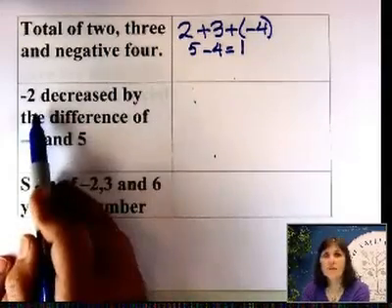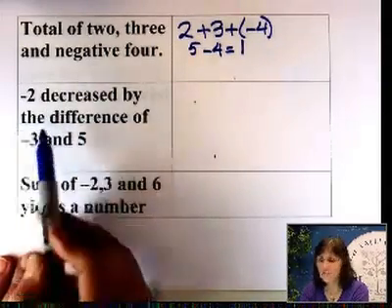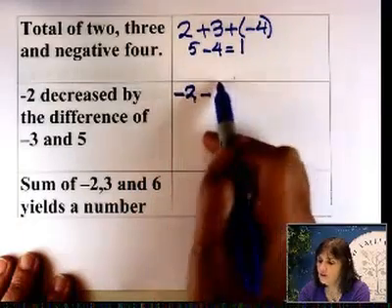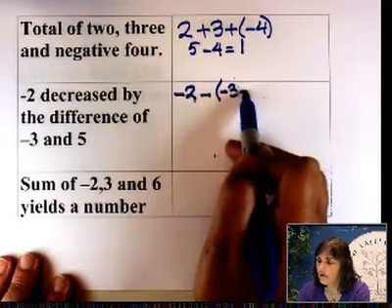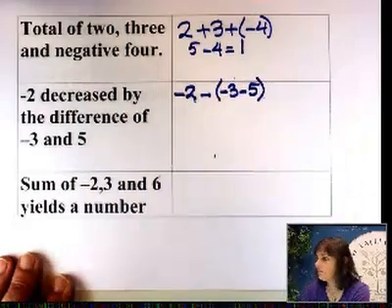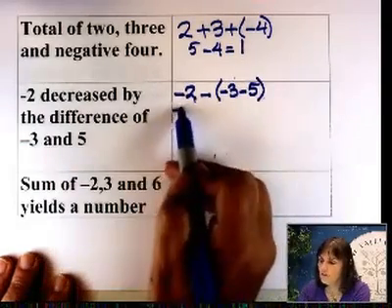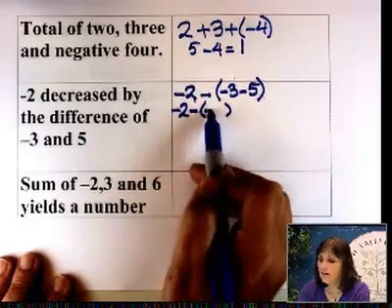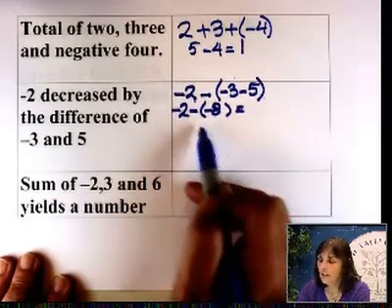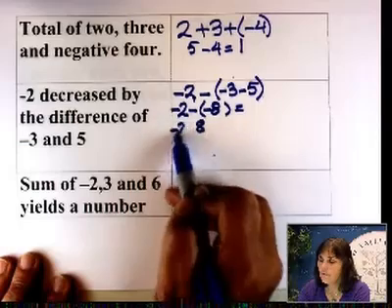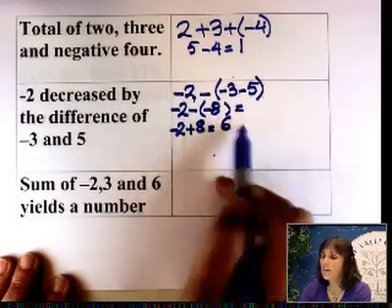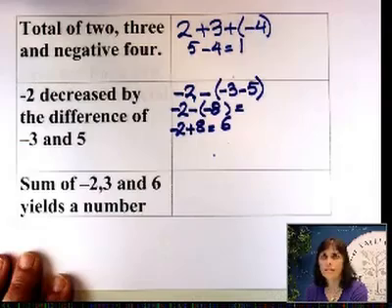A little bit tricky, decreased by. When it's passive, pay attention. Negative 2 decreased by the difference of negative 3 and 5. Now do the parentheses first. Negative 3 minus 5, that's negative 8. Double negative, that's a positive. Negative 2 plus 8, that's a positive in this case because 8 is bigger.